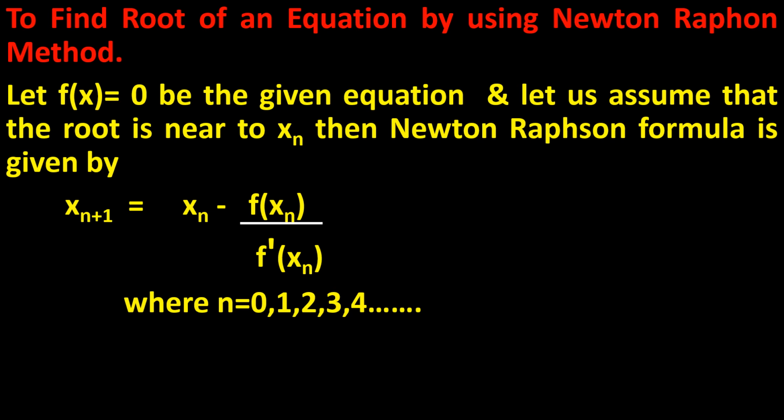Therefore the Newton-Raphson formula for the first approximation will be x1 is equal to x naught minus f of x naught divided by f dash of x naught. For the second approximation it will be x2 is equal to x1 minus f of x1 divided by f dash of x1. Similarly, for each of the iterations we will be considering the value of n starting from 0, and next one will be 1, and then 2, 3, 4, like that until we get the approximate root for a given equation.